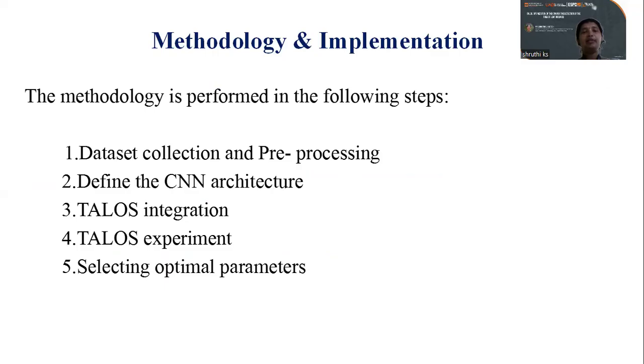In order to implement those objectives, the following steps are considered. The first one is the collection of the dataset from a predefined dataset and the pre-processing of the images in that dataset. Second, defining the CNN architecture according to our application. Then the integration or definition of TALOS. We need to define the required libraries or functions. Then we have to integrate TALOS with the CNN model. After that, we can conduct the experiment. Then finally, we visualize the output from the TALOS experiment and select the best optimal set of parameters.